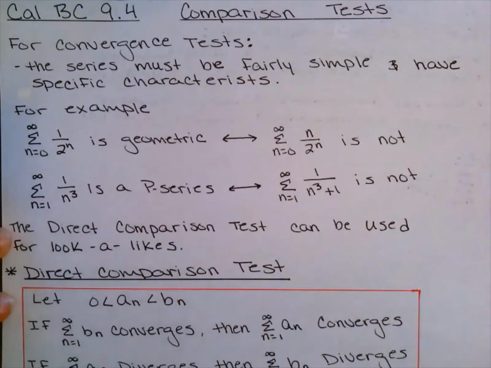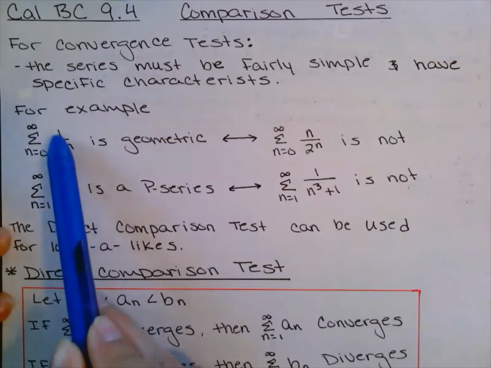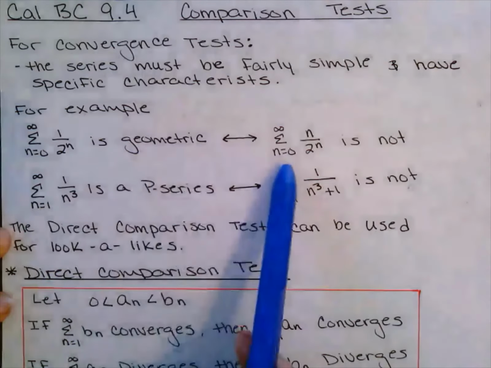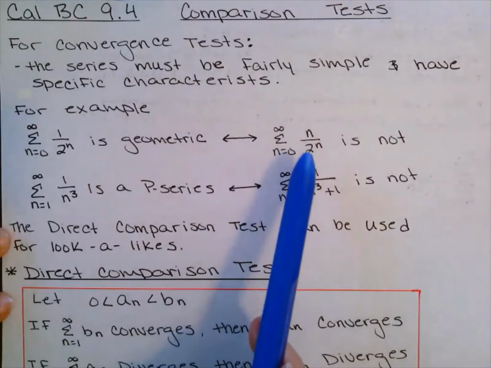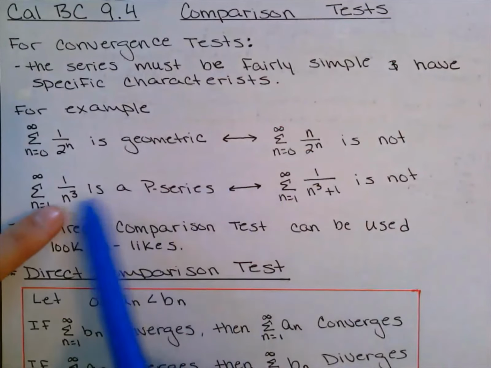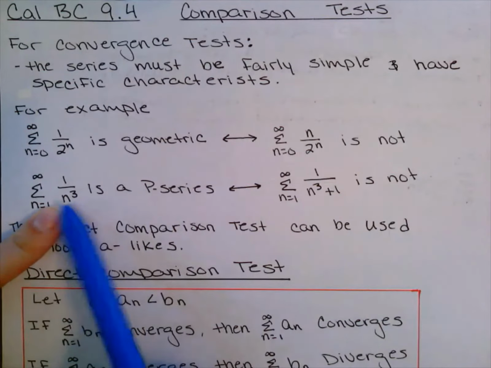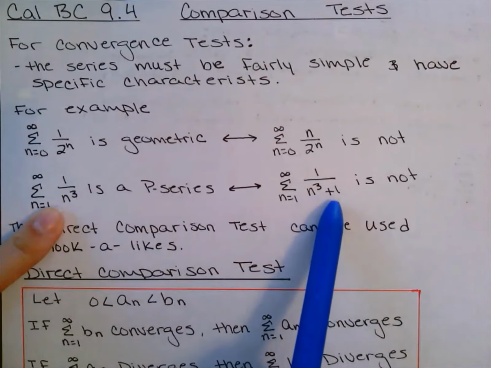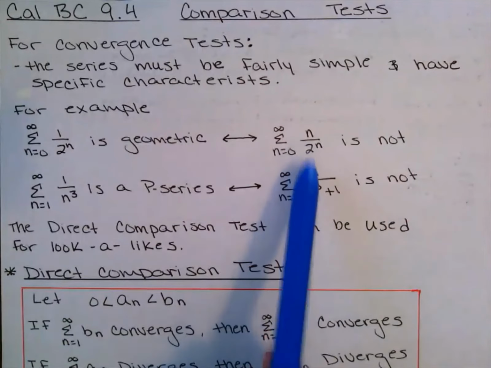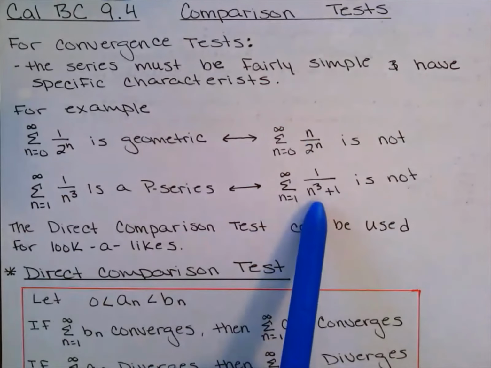So when things start to get a little more complicated and they deviate from looking exactly like one of those tests, for example, this one says 1 over 2 to the n is clearly geometric, but because this one adds the variable n to the top, although it looks alike, it's not geometric. And this one is clearly p-series, but because this one adds a +1 to the denominator, it's not, right? So these comparison tests are going to allow us to be able to solve these.